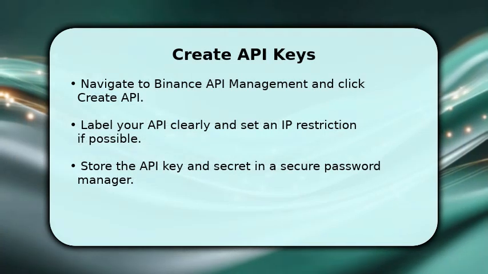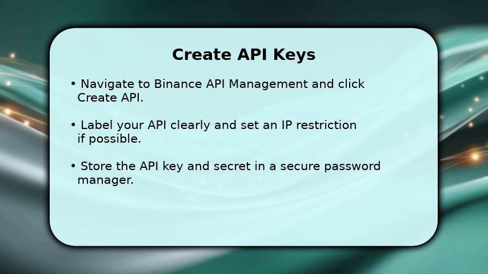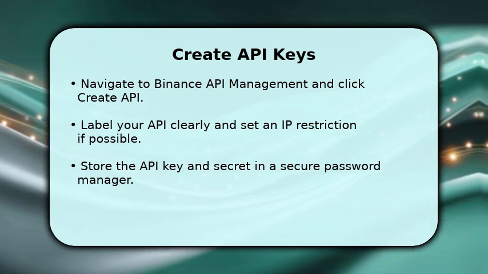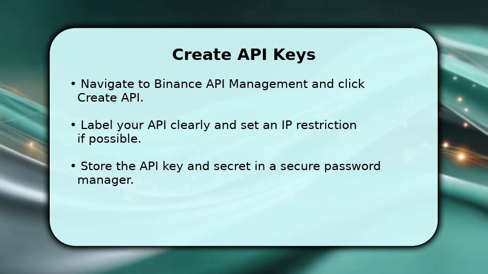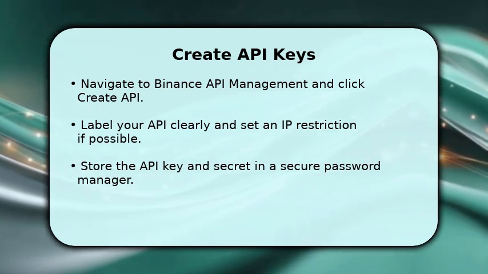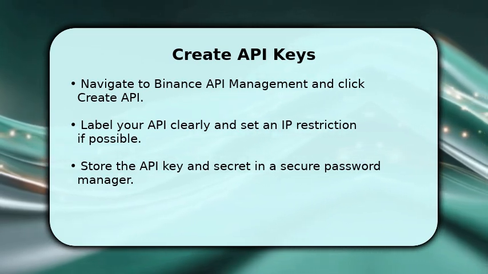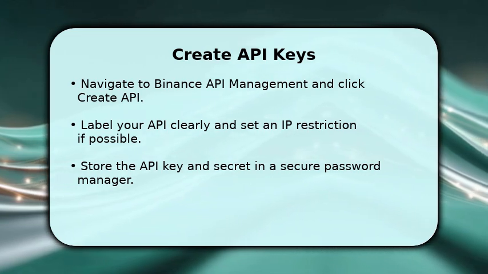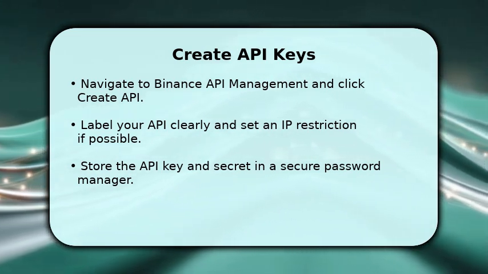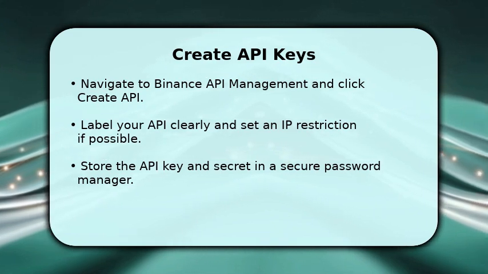permissions you need. Generate API keys on Binance by opening API Management and selecting Create API. Use a descriptive label so you remember what it connects to, and immediately copy the secret because Binance shows it only once. Set an IP whitelist for extra security if you have a fixed IP, otherwise leave it flexible for mobile access. Save both key and secret in a secure password manager and never share them in chat or email.